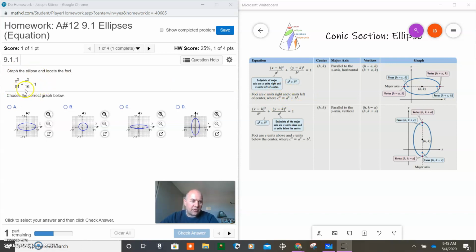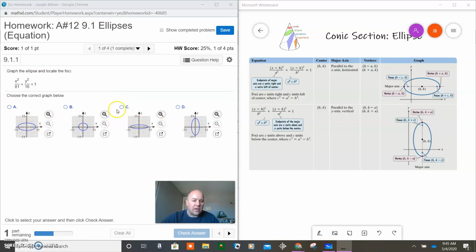One major component that you need to identify is to look at the denominator. Whichever denominator is larger, in this case this fraction is larger, that means it's going to be more left and right. It's going to be an elongated ellipse, just like this one. If the y fraction had the larger one, it's going to be more up and down. So notice here, if A is bigger than B, it's going to be more left and right. If A is bigger than B, but A is on the y term, it's going to be more up and down. So whichever denominator is larger determines which direction the ellipse goes. Looking at this one, I know this one's going to go more left and right.